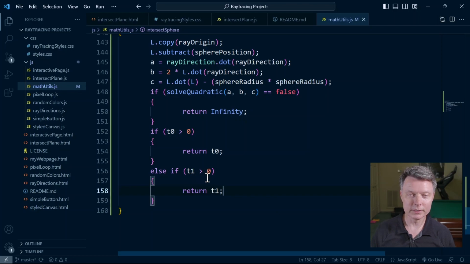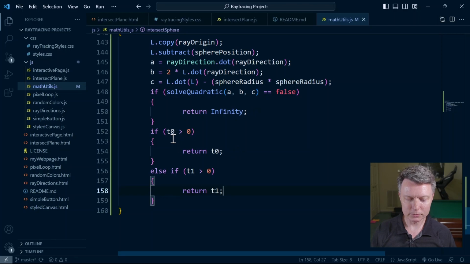Let's say t1 is less than 0. It's negative also, so we have to go down now and return no intersection. And the way we do that in this function is just returning infinity, like we did up here. So if the quadratic formula fails, then we just return early with infinity. So the ray will go for infinity and it'll never hit the sphere.